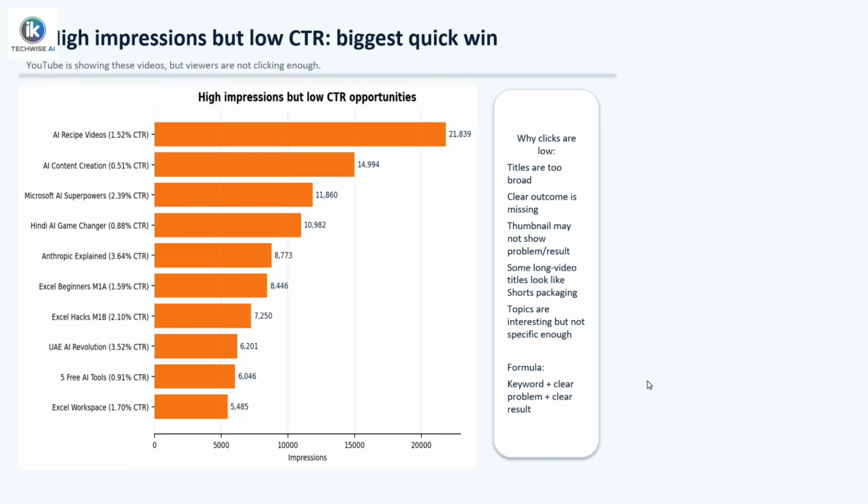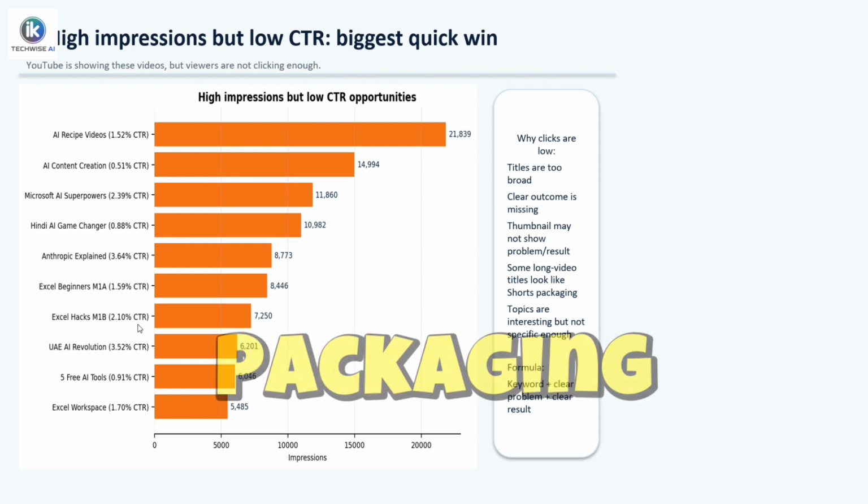This is the biggest immediate opportunity. Several videos received more than 5,000 impressions, but the click-through ratio was below the channel average of 4.20. This means YouTube showed these videos, but viewers did not click enough. The topic may have potential, but the packaging needs improvement.